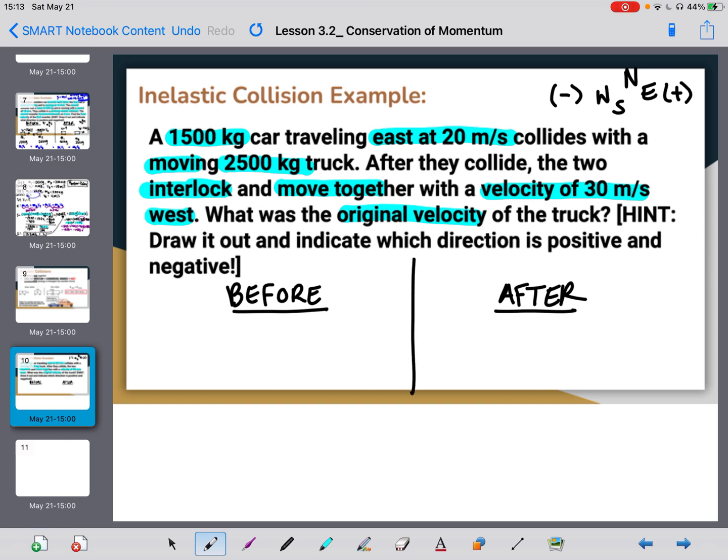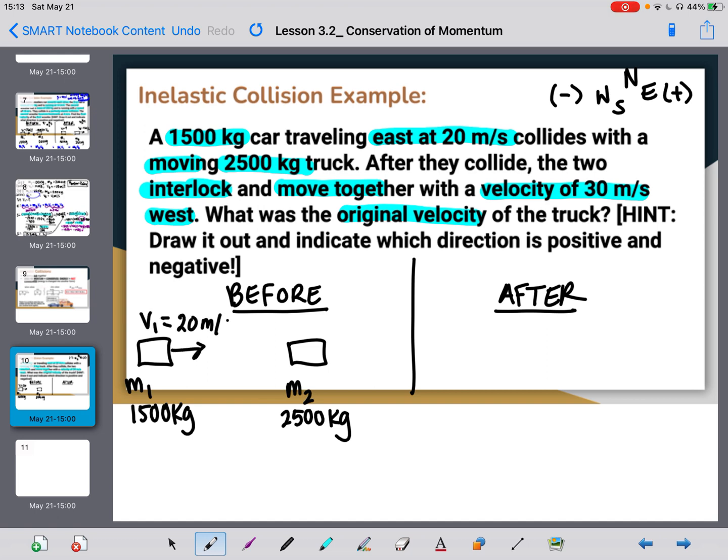Okay, so before I have two objects, M1, which is 1,500 kilograms, and object 2, which is M2, is 2,500 kilograms. The 1,500 kilogram car is traveling east, so that means my velocity is going towards the right, 20 meters per second. They don't tell us what the truck is doing before the collision, so V2, we don't know. After they collide, the trucks interlock. So now I have them stuck together. You can just draw them like that.